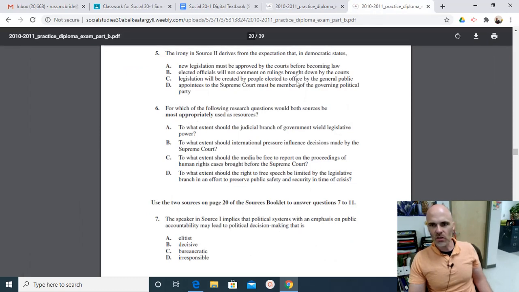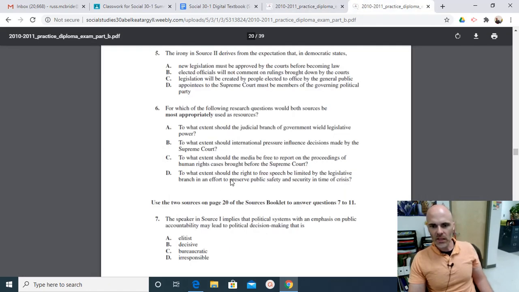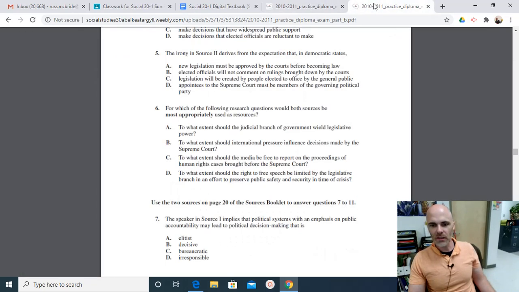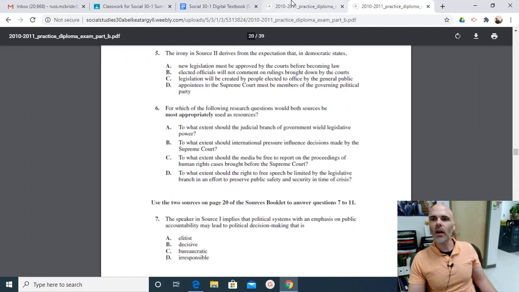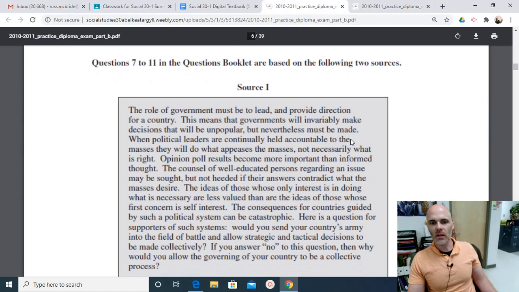To what extent should the media be free? I don't see the media in this cartoon anywhere. There's no role of media. To what extent should the right to free press be limited? Free press, media, one and the same. There's nothing about a crisis situation here. I guess it was as easy as I thought. All right. Number 7.